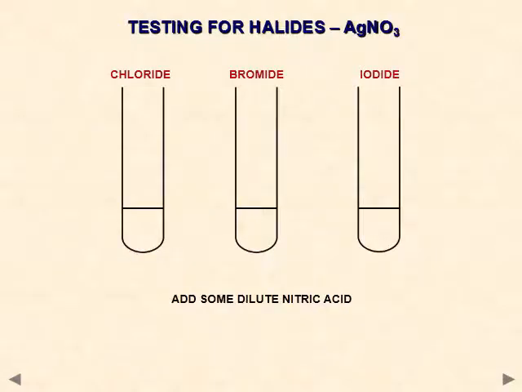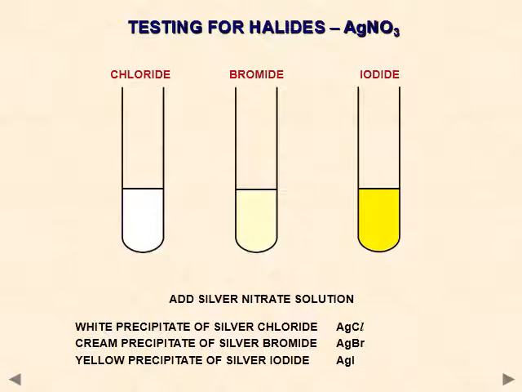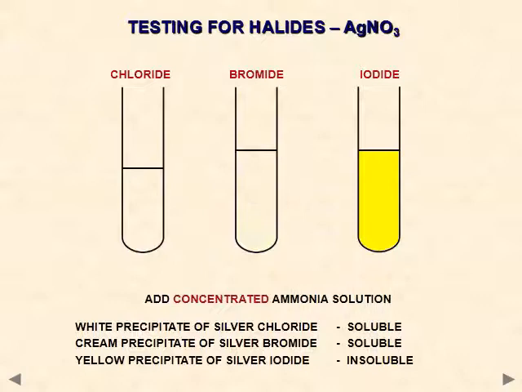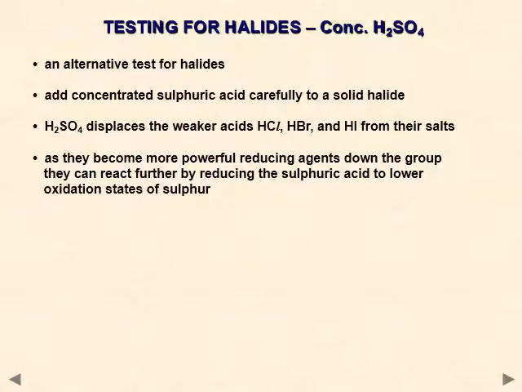You will see, add dilute nitric acid, then add silver nitrate. You see silver chloride will form a white precipitate, silver bromide forms a pale yellow or cream precipitate, whereas iodide forms silver iodide, which is a yellow precipitate. Testing for halide ions can also be done by using another reagent, which is concentrated sulfuric acid. This reaction is first a displacement reaction and then a redox reaction.